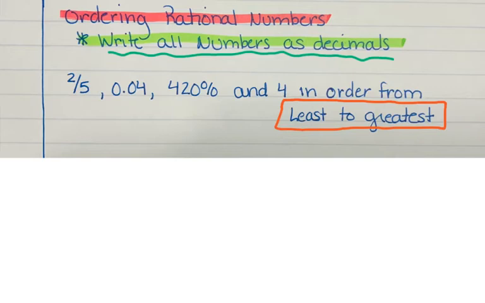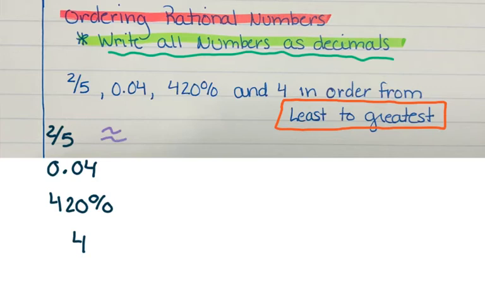So now I want to make sure I write them all as a decimal. What I like to do is to line them up vertically. So 2/5, 0 and 400ths, 420%, and then 4. And now I'm going to convert them all to a decimal. So 2/5, I need to divide. So 2 divided by 5 is 0.4.